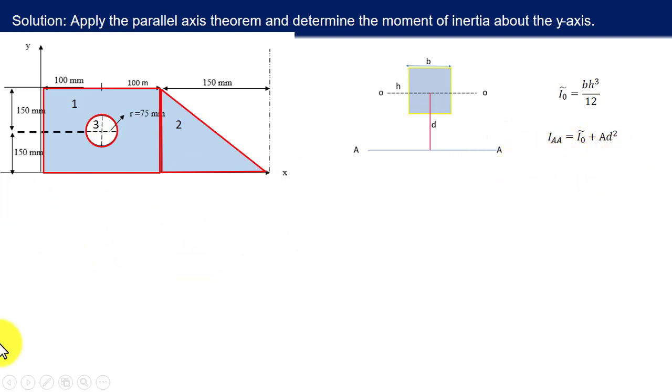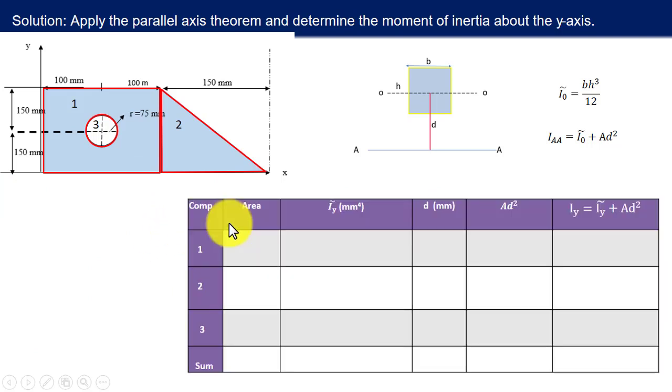Let's apply it. Next, we have the table. One column is for the area, and one column is the moment of inertia for each shape about their centroidal axis. Here is the d distance, the distance between the center of each shape and the axis about which I want to calculate the moment of inertia, in this case the y-axis. Here is the A d square, and here is Iy equals I tilde plus A d square.